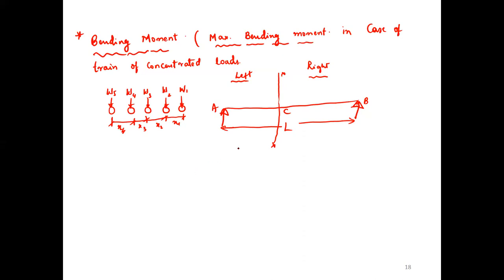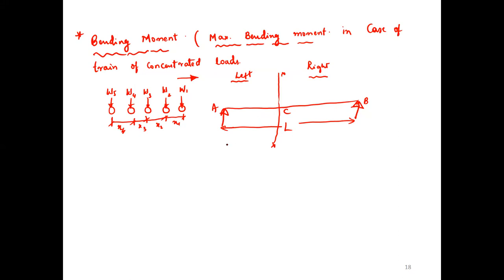So for getting maximum bending moment on the beam, please keep in your mind, we have to move this load in this direction to cross the section. So first, which load will cross? W1. At the time of crossing of W1, all the remaining loads are on the left of the section. Only W1 is on the right of the section.